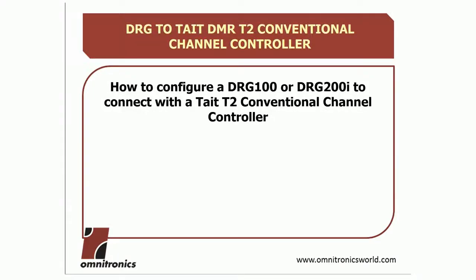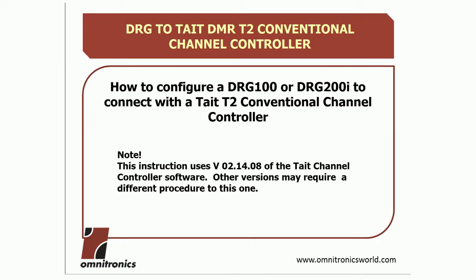This short little video is going to show you how to configure a DRG100 or DRG200i, how to connect it with a Tait T2 conventional channel controller. Now there's no difference between a DRG100 or a DRG200i in terms of configuration. Note, this instruction uses version 02.14.08 of the Tait channel controller software. If you have another version of software, then there may be some differences.